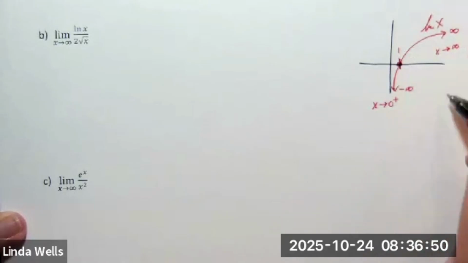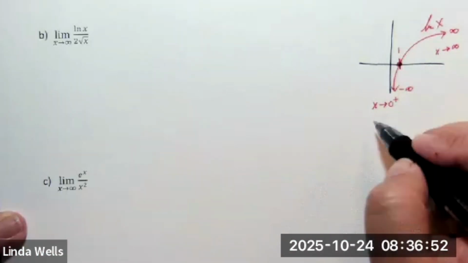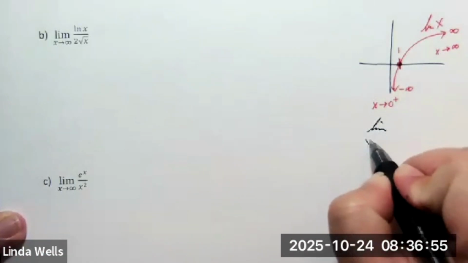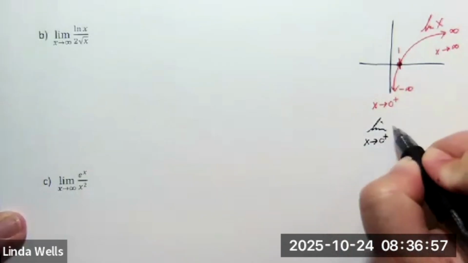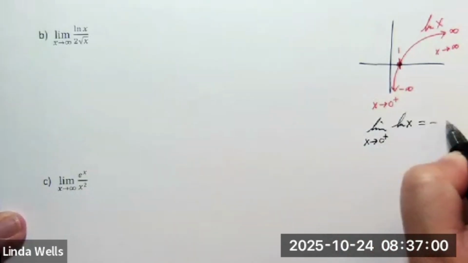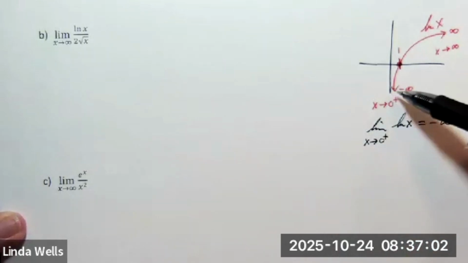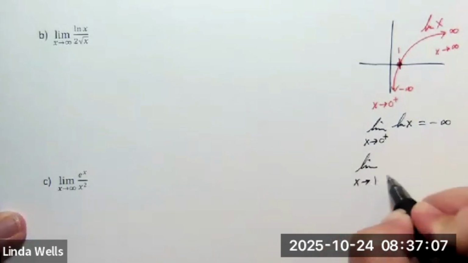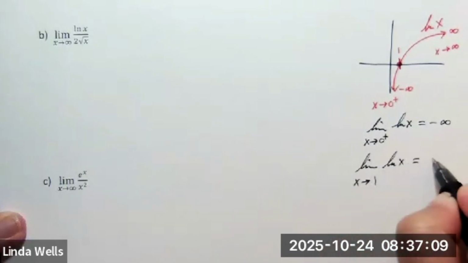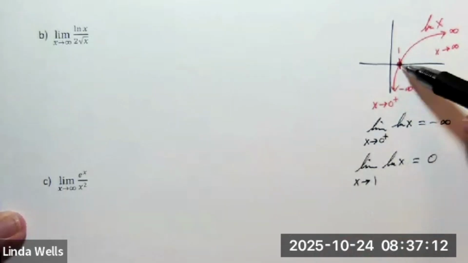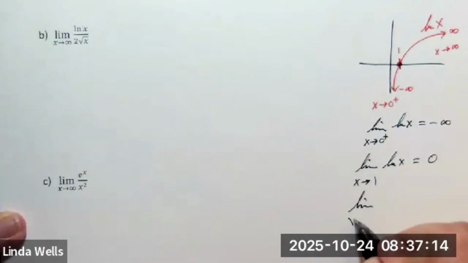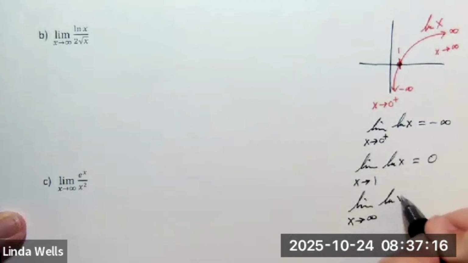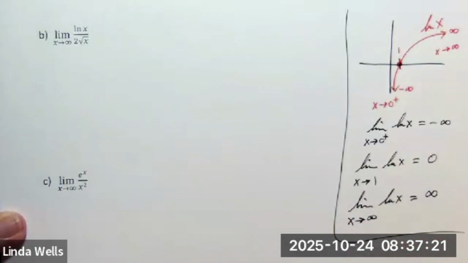So there are a couple of things here that are going to be extremely important to you. The limit as x goes to 0 from the right for ln of x is negative infinity, which you're headed down here. The limit as x approaches 1, that's 0. That's the point. And then the limit as x approaches infinity, that's going out to the right, we go to infinity. These are three limits that are going to be important in L'Hopital.